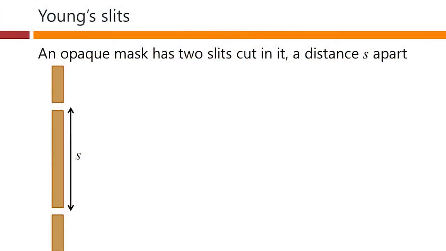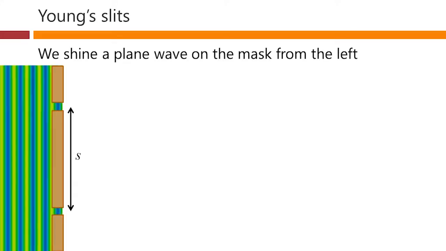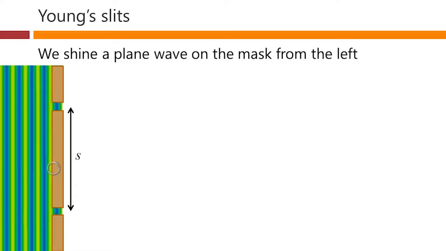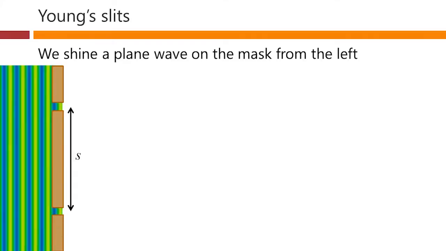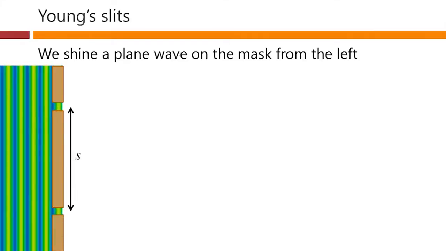The idea with Young's slits is that we have some mask, and we've cut some slits in this mask, and these slits are a distance s apart. And then what we do is we shine a wave, which you can think of as a plane wave, onto this mask from the left-hand side here. So we've got light coming into these slits.